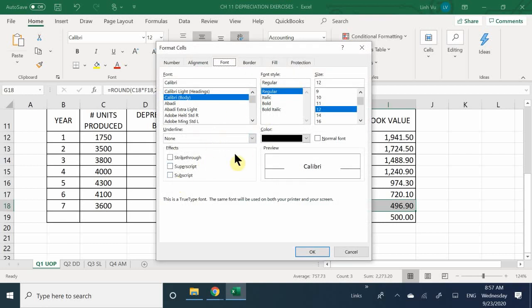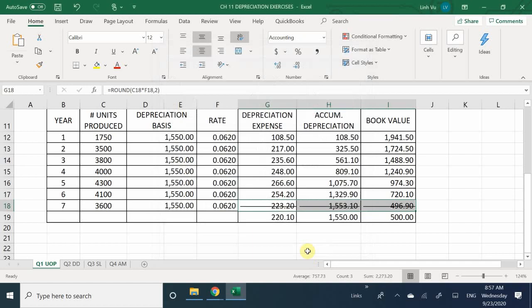Okay, so strike through. Bold text. On the bottom left, Lynn. Bottom left. Strike through. Wait, that's not it. The top one. This one. Strike through. Good. Yeah. Thank you. So here we're replacing these numbers right here with these numbers right here because our book value can never be lower than our salvage value.